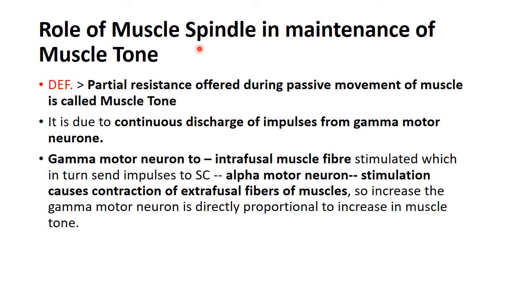What is the role of the muscle spindle in maintaining the muscle tone? First, you must learn the definition of muscle tone. It is a partial resistance offered during passive movement. No effect of gravity, passive movement of the muscles in the relaxed state is called muscle tone. It is due to the continuous discharge of impulses from the gamma motor neuron. Gamma motor neuron always gives discharge to the intrafusal fibers, and they regulate the contraction of the extrafusal fibers.